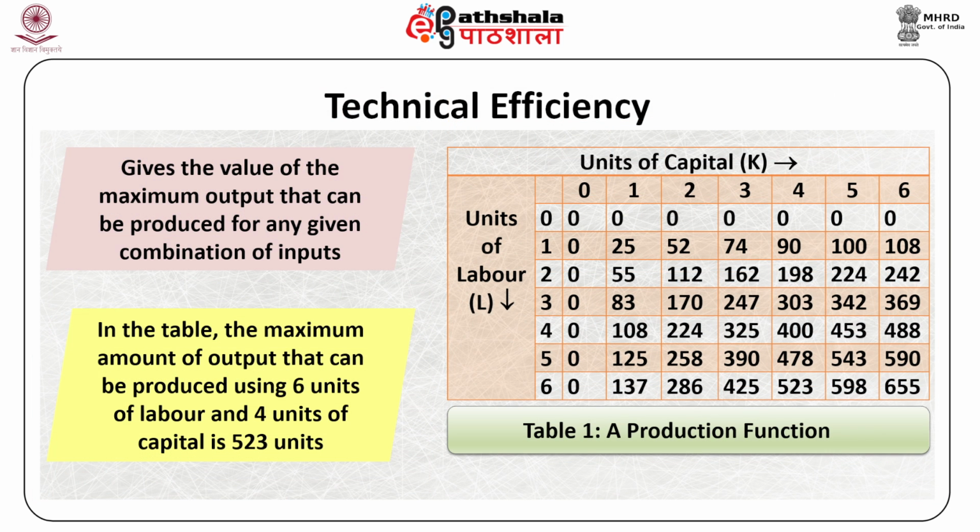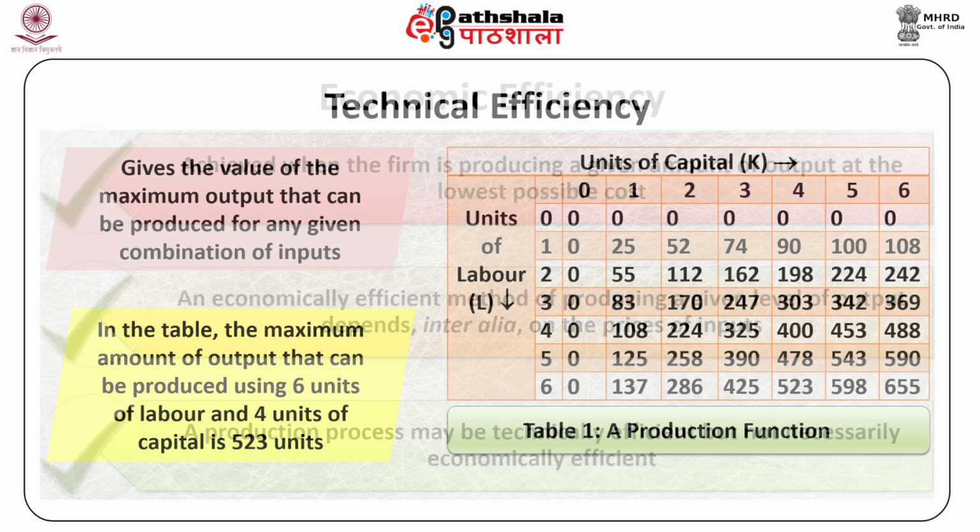An important concept, namely technical efficiency, is embedded in the production function, which gives the value of the maximum output that can be produced for any given combination of inputs. In this sense, technical efficiency is always achieved by a given production function. Example, with reference to Table 1, the maximum amount of output that can be produced using 6 units of labor and 4 units of capital is 523 units.